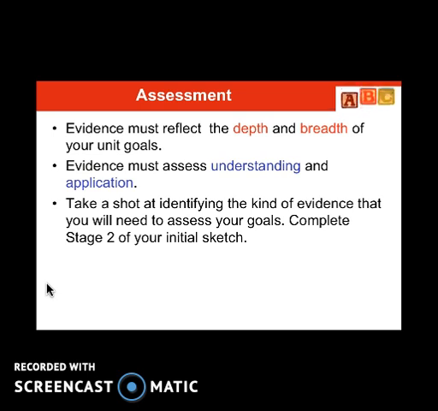So with that, it will really help you complete stage 2 of your initial sketch. And those sorts of things are really what you want to be thinking about in terms of planning backwards as well.